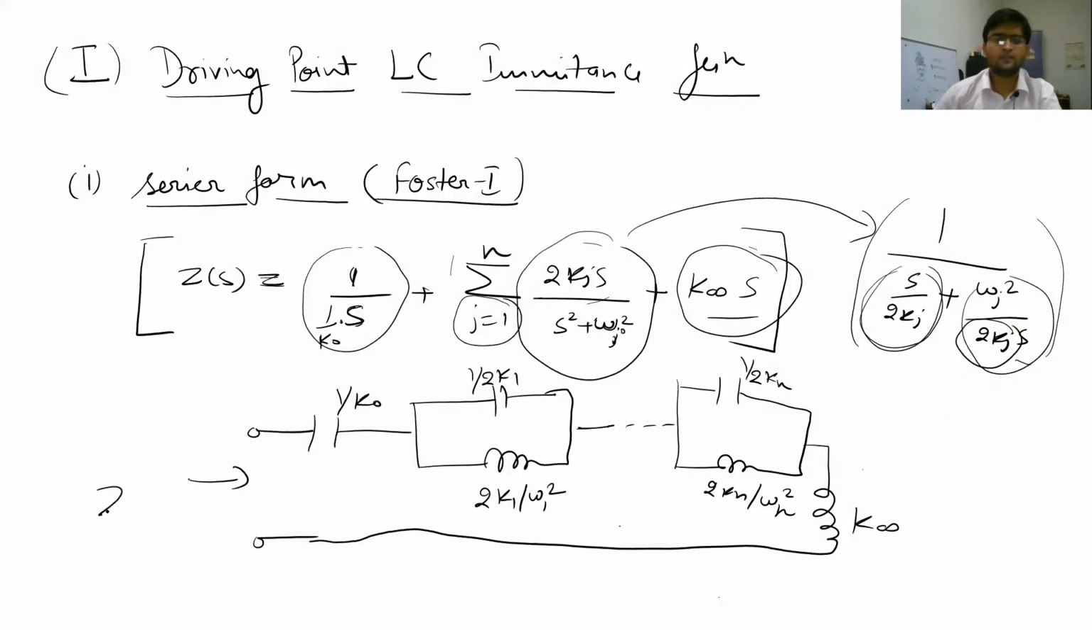So this is your driving point impedance function synthesized from this particular function. So now you will be wondering, how will we get this function? This Z(s) function, how will you get it?